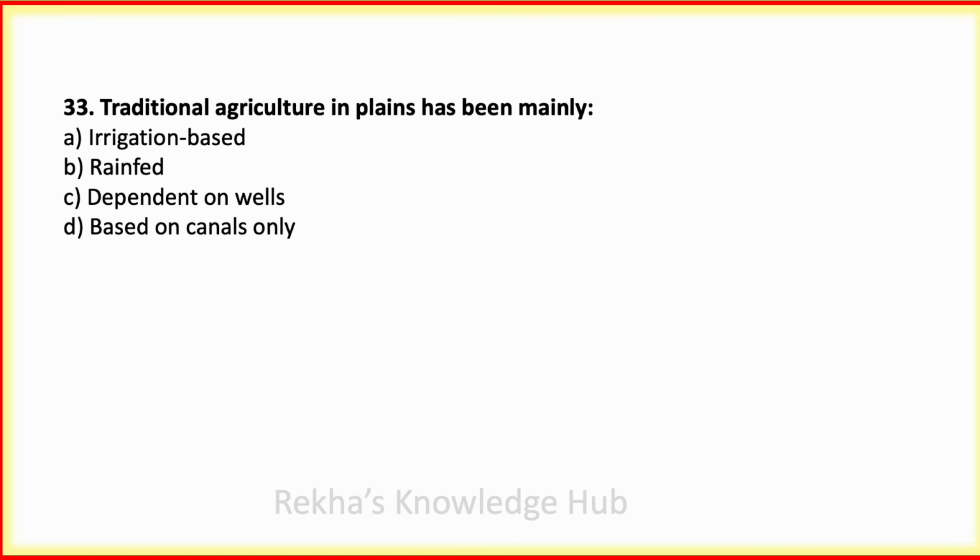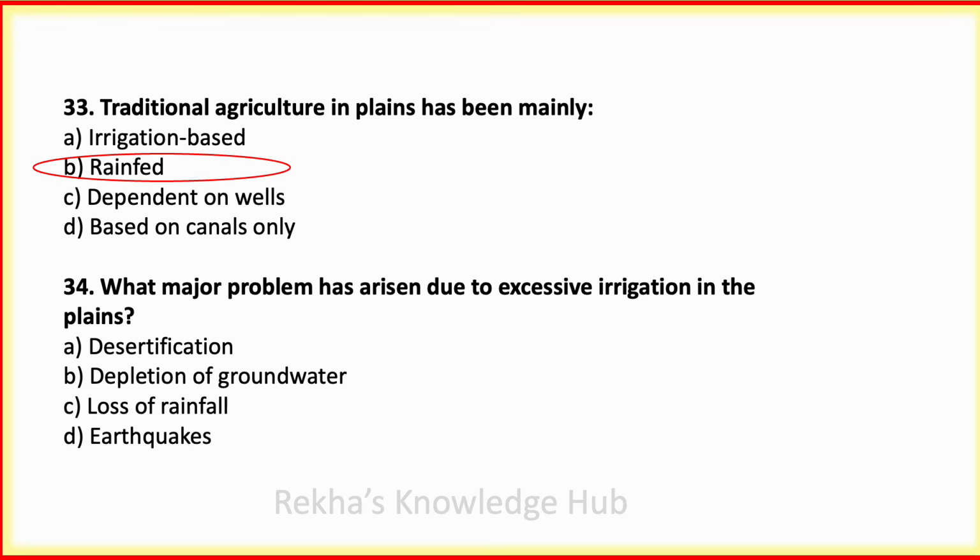Traditional agriculture in plains has been mainly, options are irrigation based, rain fed, dependent on wells, based on canals only. Which is the correct answer? Rain fed. Rain fed means something that depends only on rainfall for water, not on rivers, canals or irrigation. So, traditional agriculture in plains has been mainly rain fed.